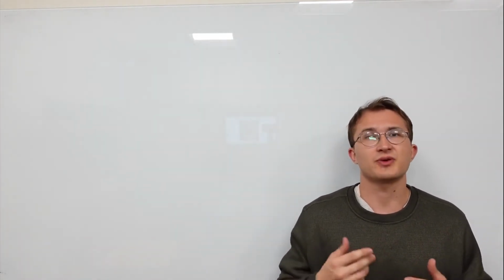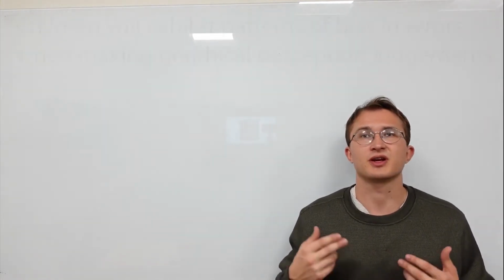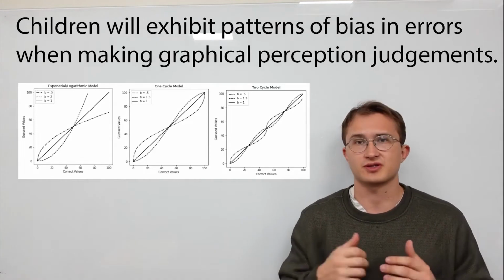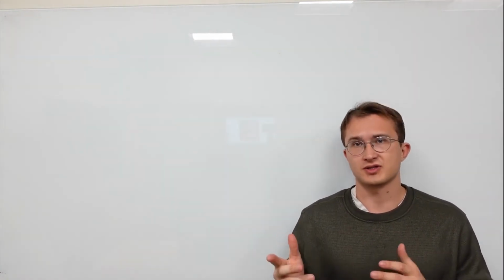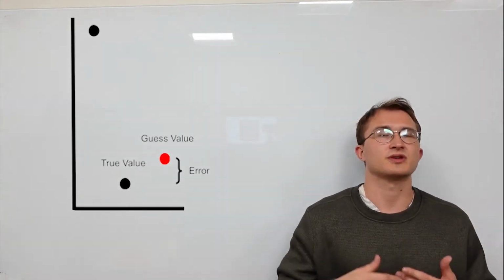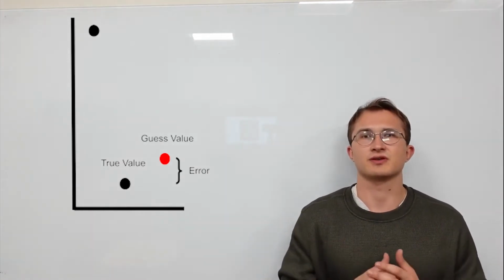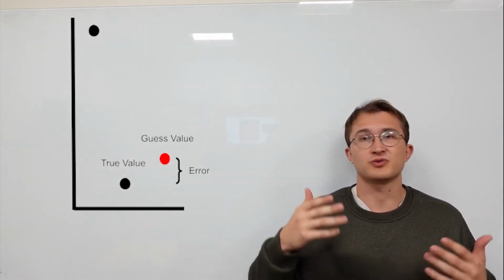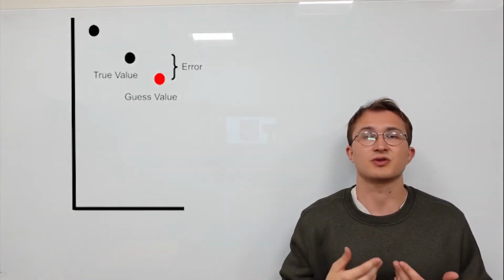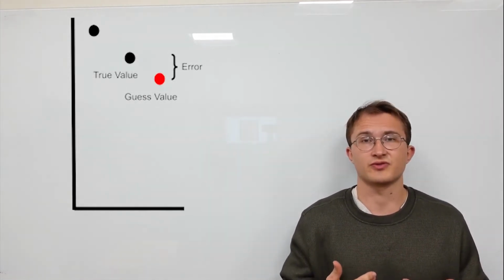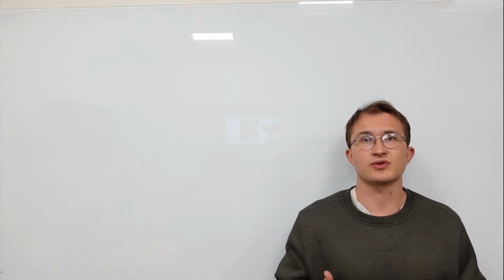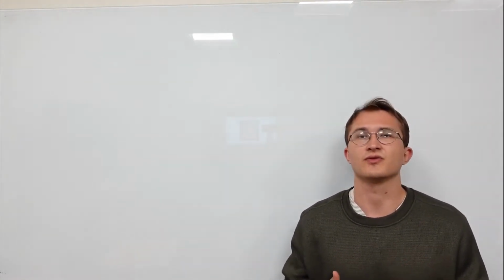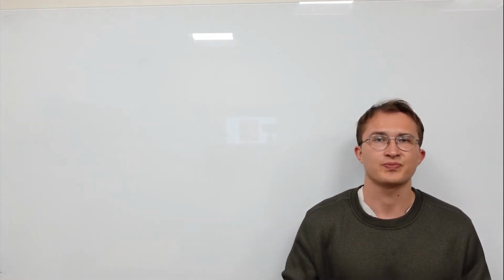Finally, we took a page out of the developmental psychology book and looked if children and adults had regular patterns of over and underestimation. For instance, when the proportion is small, let's say 10%, did the participants regularly guess higher? And when the proportion was 90%, did participants regularly underestimate the true value? Looking for these patterns of bias can help us uncover the cognitive processes involved in graphical perception tasks.